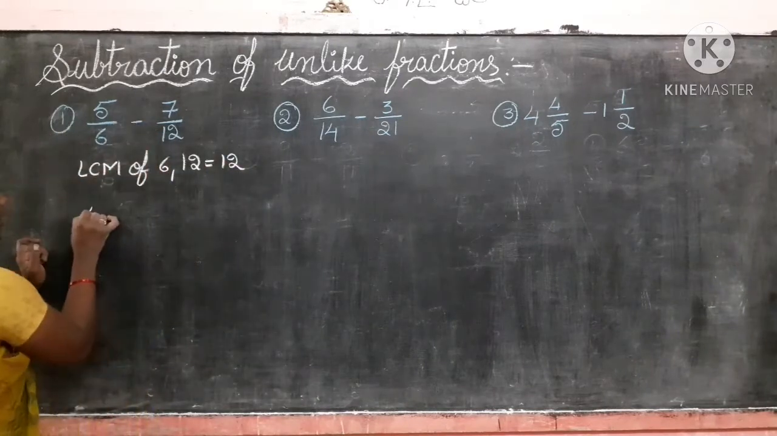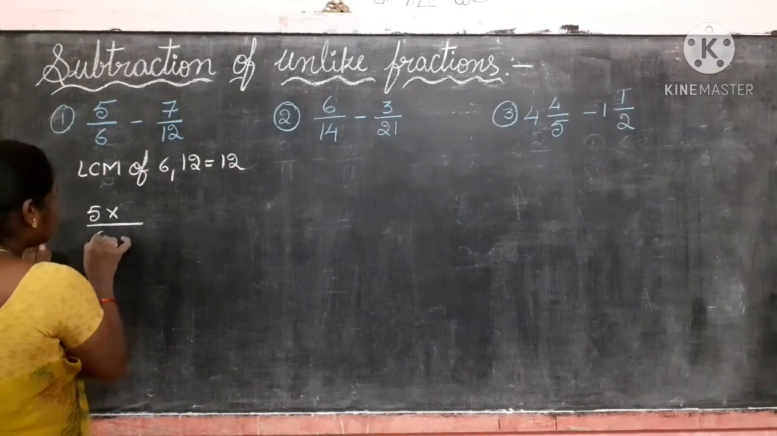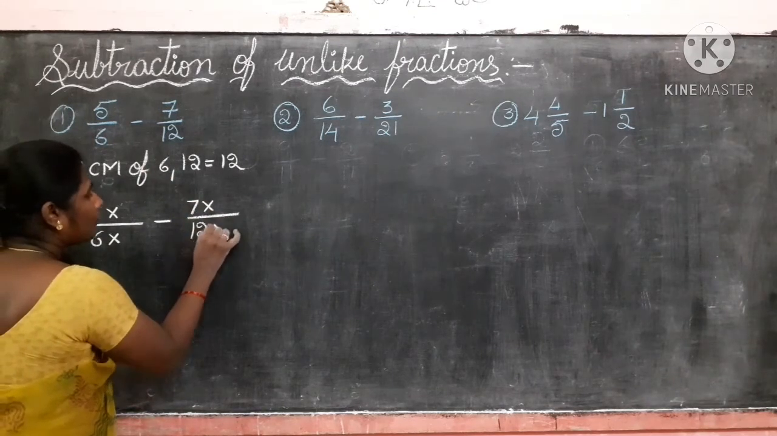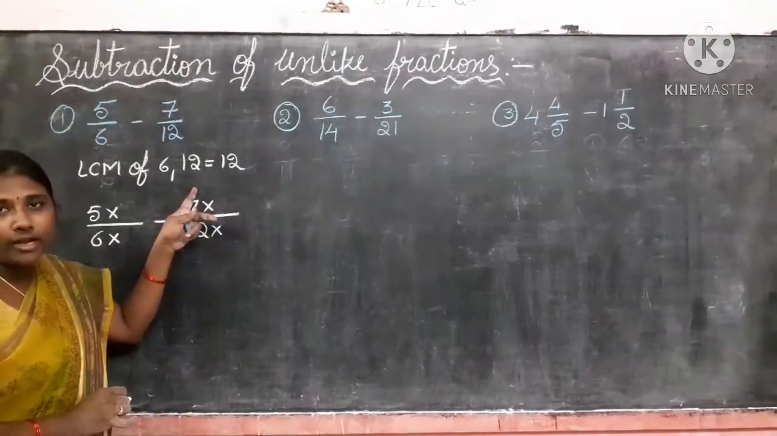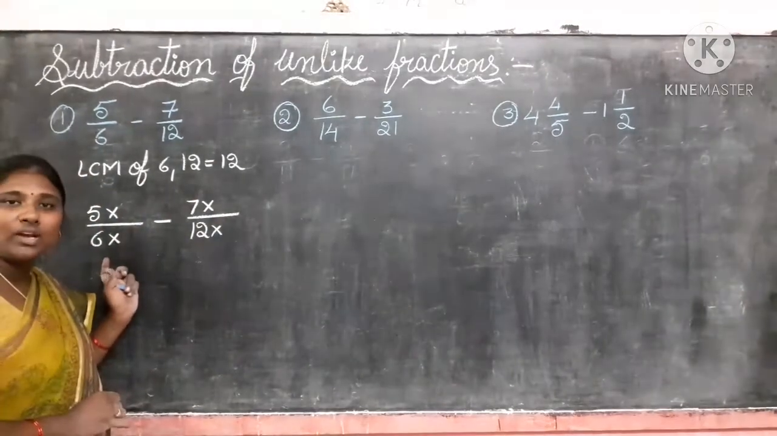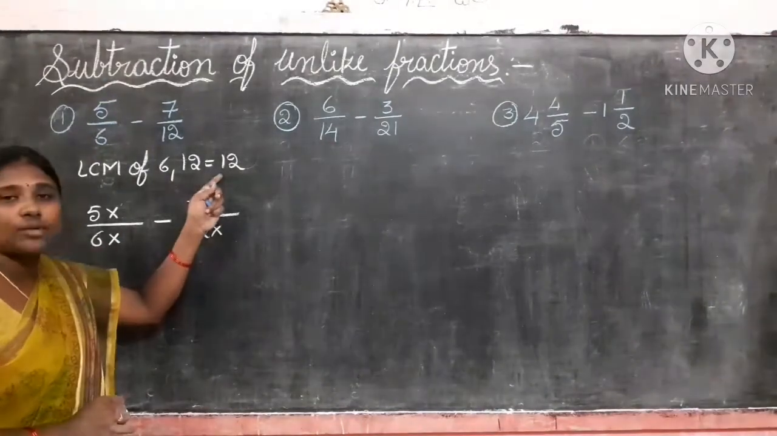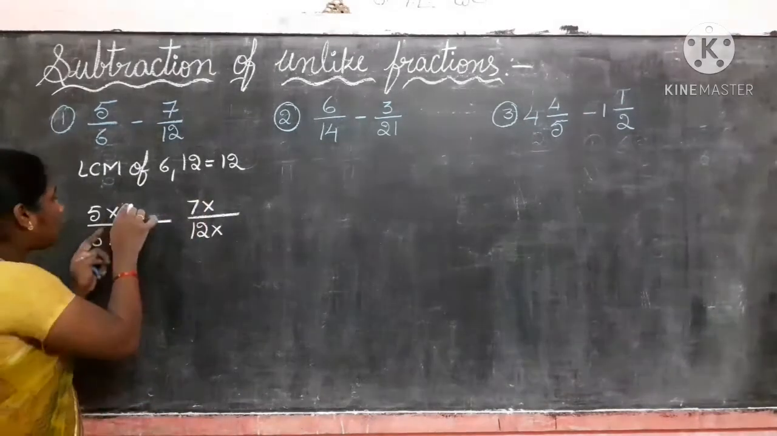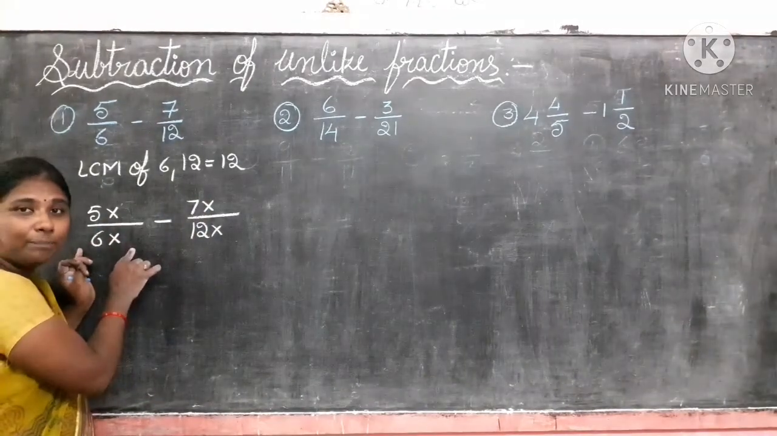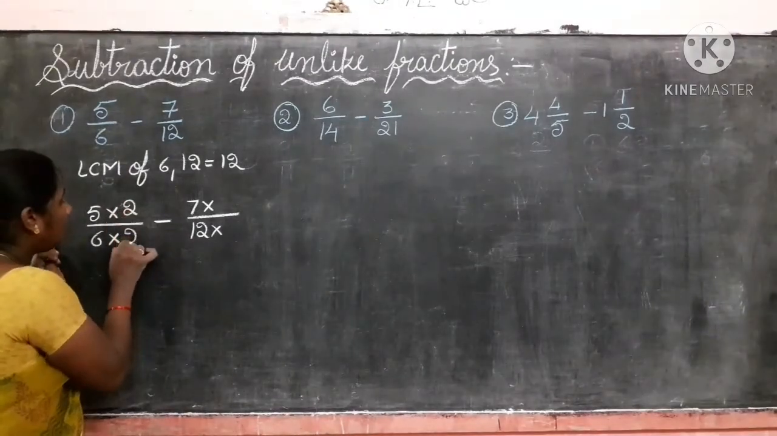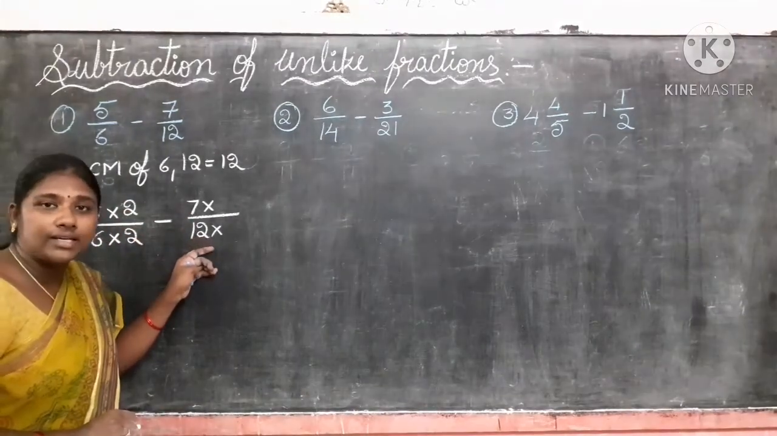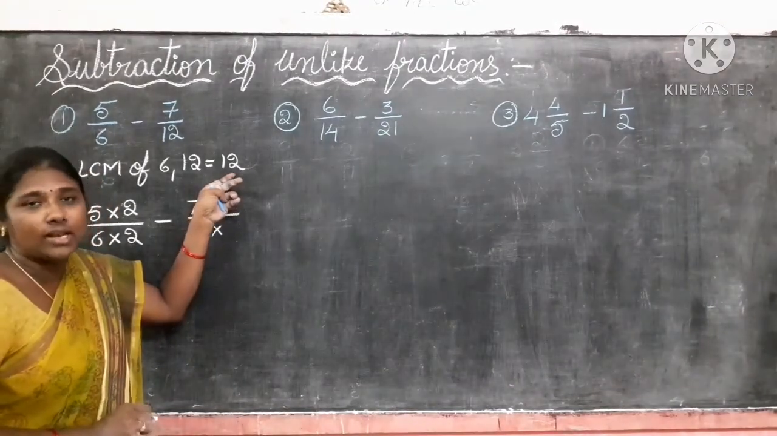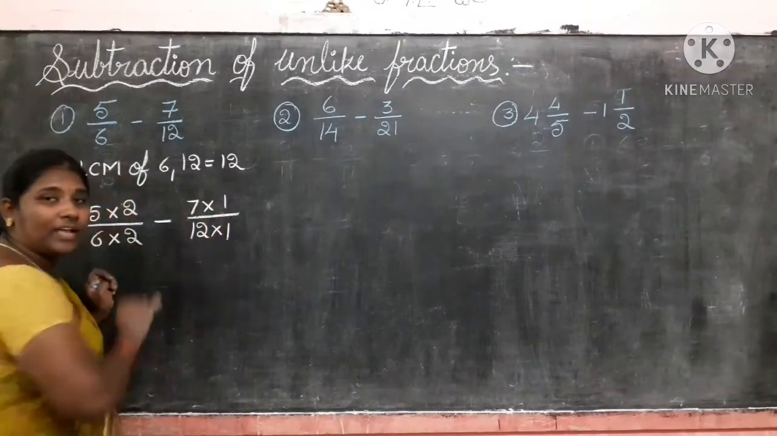Now we have to write the first fraction: 5 into, by 6 into, minus 7 into, by 12 into. So we find the LCM for the denominator. In the first fraction, what is the denominator? 6. In this 6 table, this LCM, how many times will it come? 6 table 12, 6 twos are 12. So both the numerator and denominator we have to multiply with 2. Next one, 7 by 12. Here what is the denominator? 12. In this 12 table, this LCM, how many times will it come? 12 ones are 12. So here also both we have to multiply with 1.